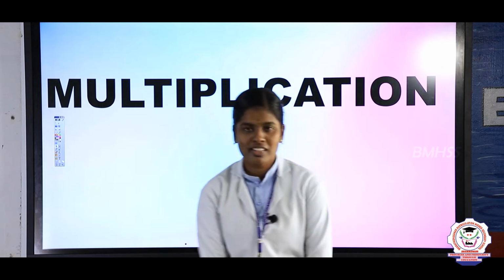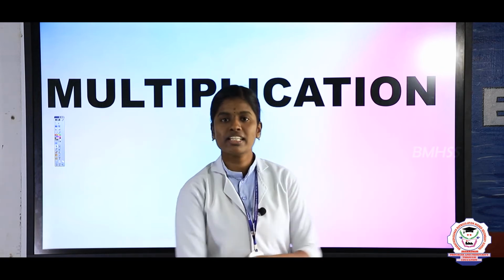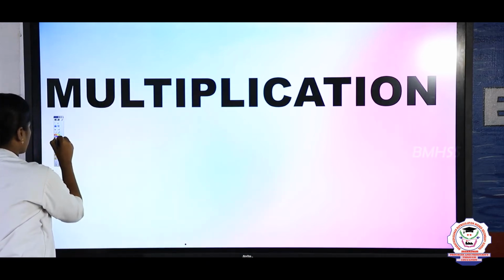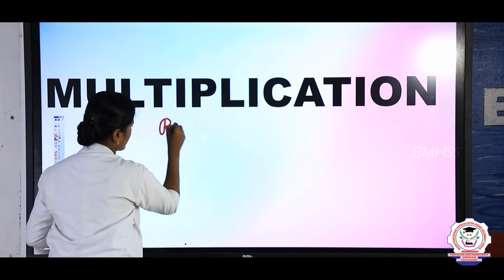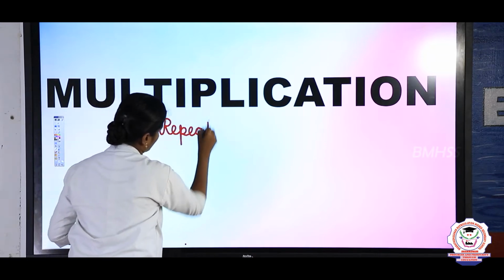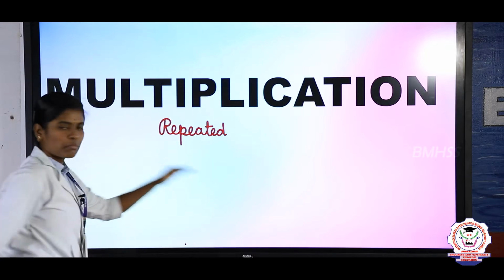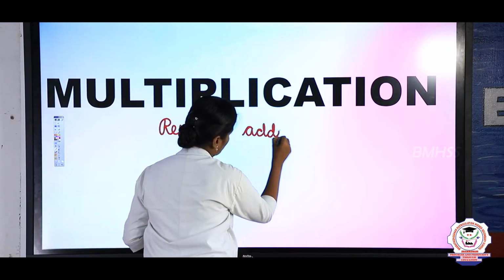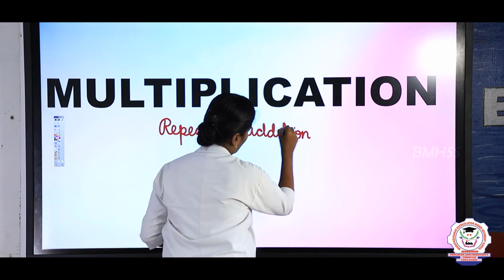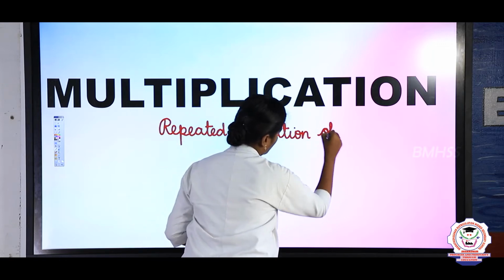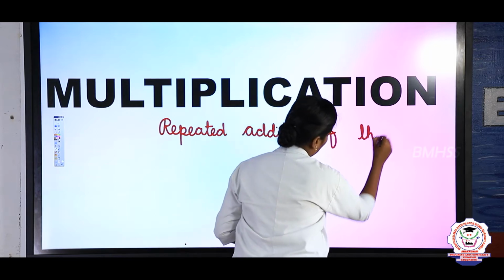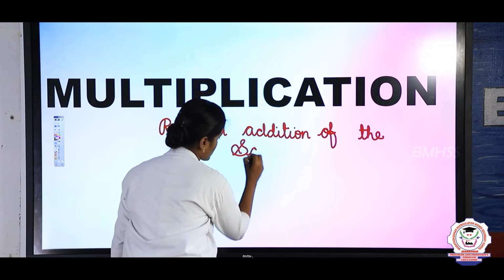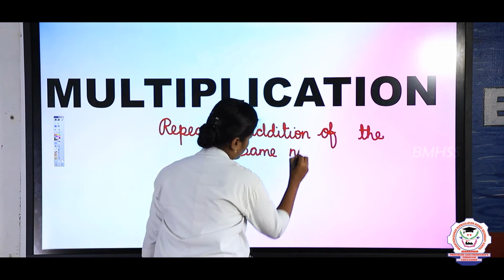What does multiplication mean? Multiplication means a repeated addition of the same number. Repeated addition of the same number. Okay, same number.